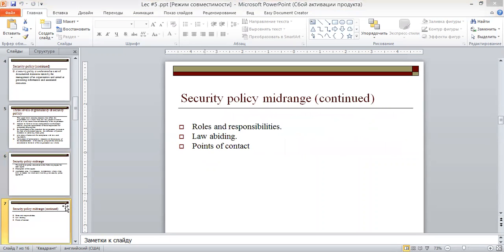Also, security policy mid-range roles and responsibilities. The policy documents should include information on the official responsible for the implementation of the security policy. Law-abiding. The policy should contain a general description of prohibited actions and penalties for them. Points of contact. It should be known where to go for clarification, help, and additional information. Usually a specific official service serves as a point of contact and not a specific person currently holding this post.